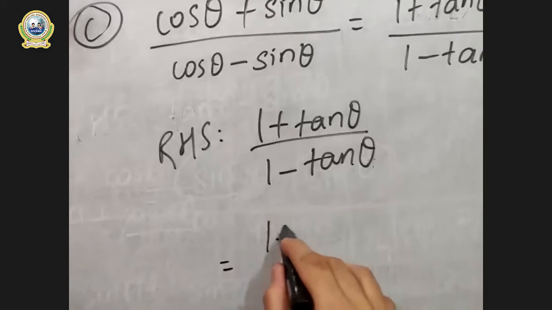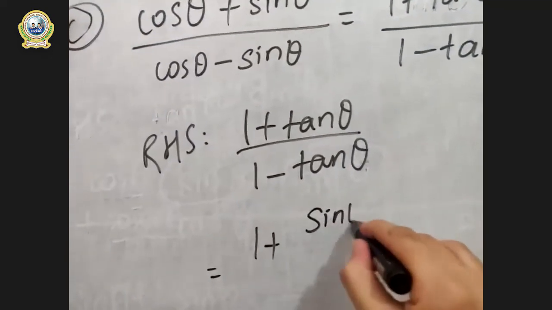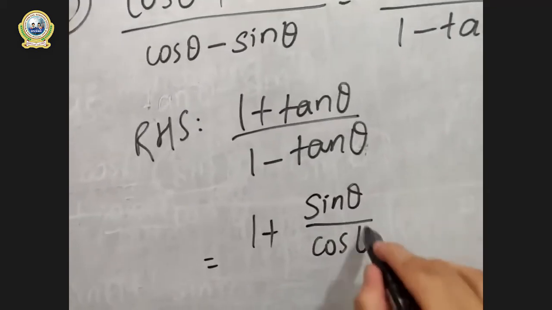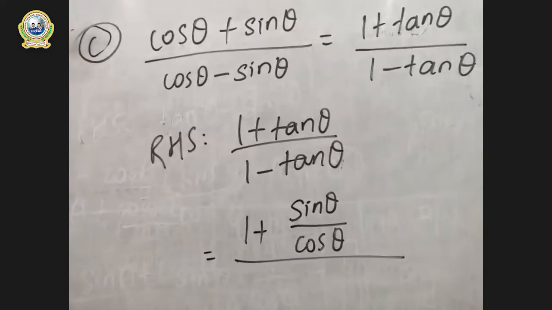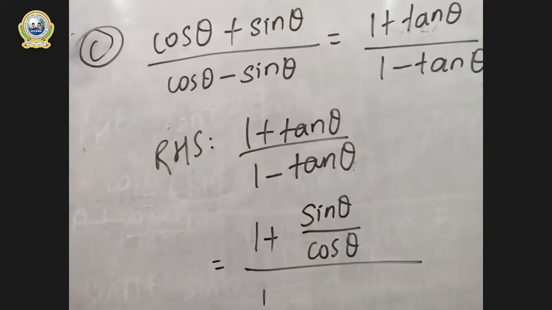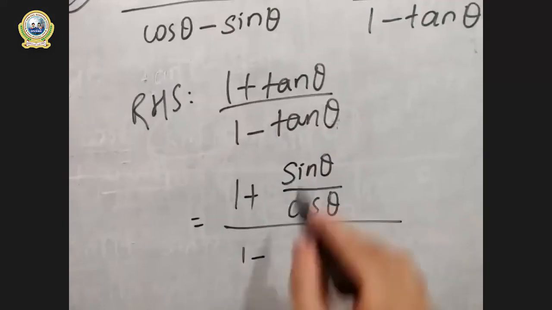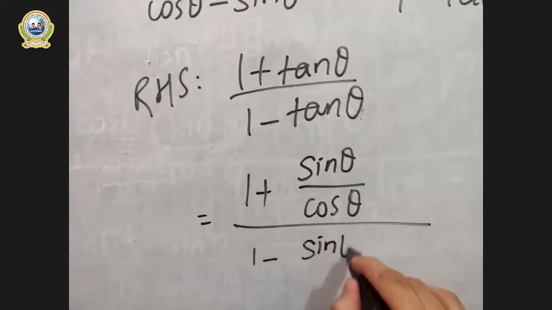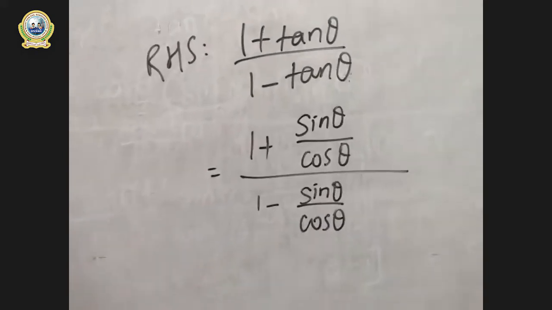The 1 is as it is, and we know tan theta means sine by cos, right? This is a very easy one. And this is our lengthiest dividing sign, or upon, right? And in the denominator part, there is 1 as it is, and the minus sign will be again as it is, and tan theta will be again sine theta by cos theta. Is it clear up to here? This is very easy, right?